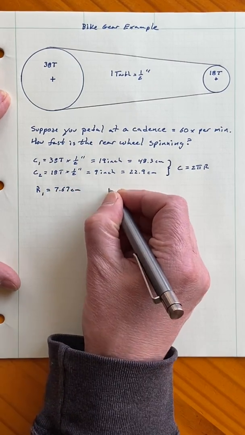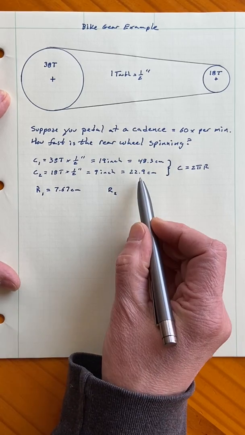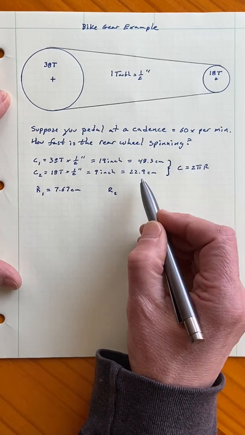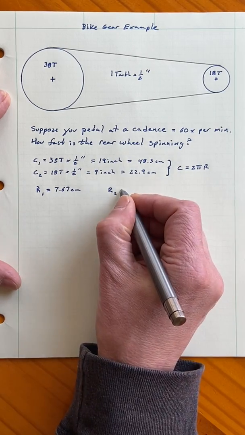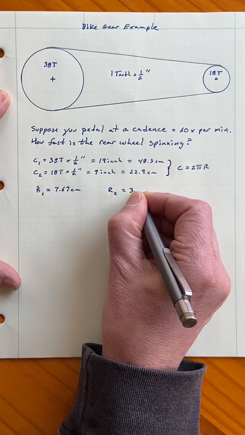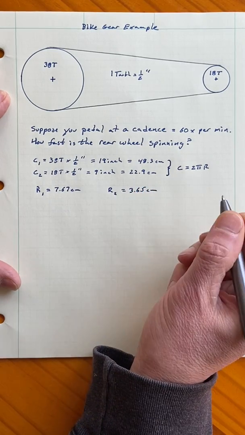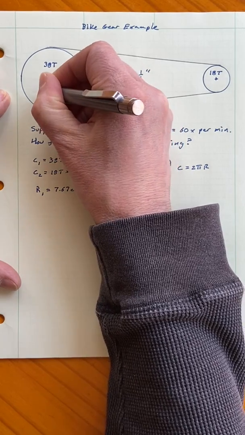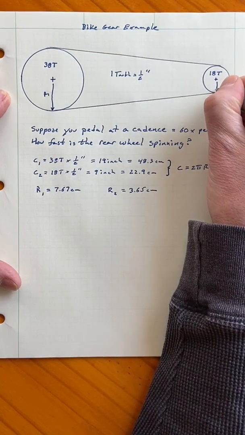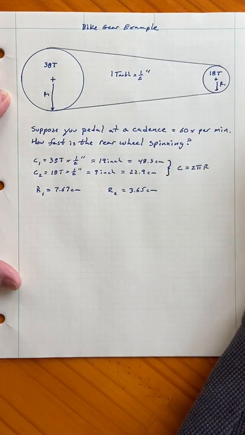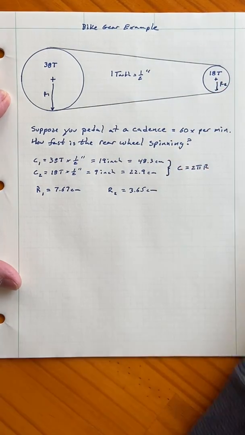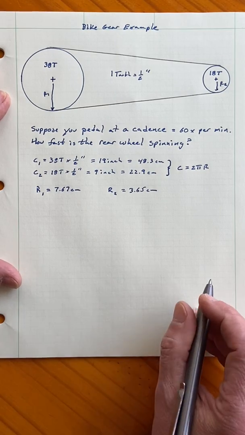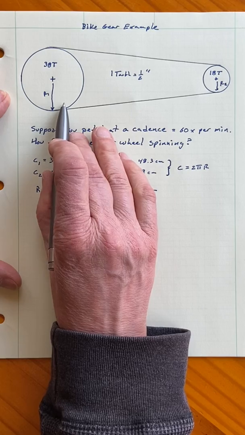And if I do the same thing for the cog, I take its circumference, which is 22.9 centimeters, and divide it by 2 pi, because the circumference is equal to 2 pi r, I get that it's much smaller, 3.65 centimeters only. So that would be the radius of each of those wheels. Well, chain rings, but doesn't really matter.